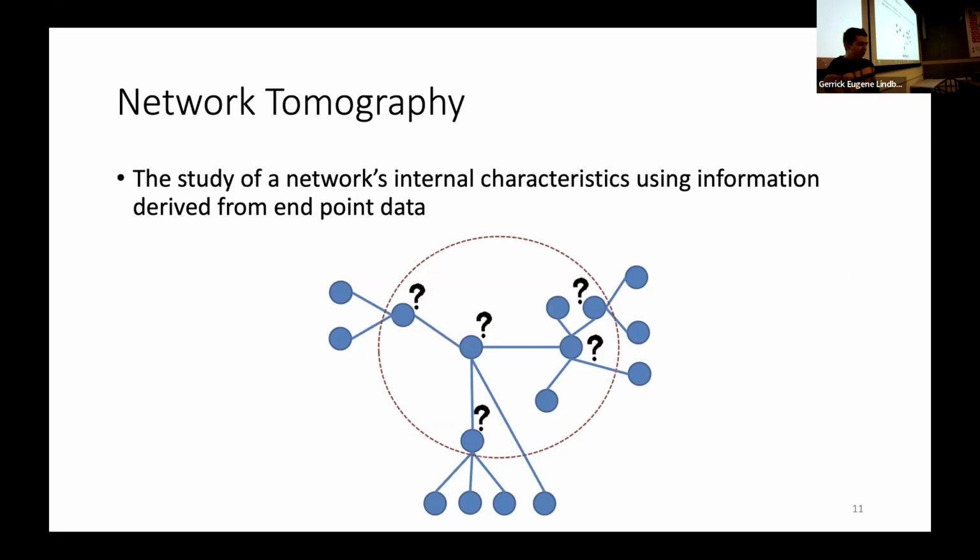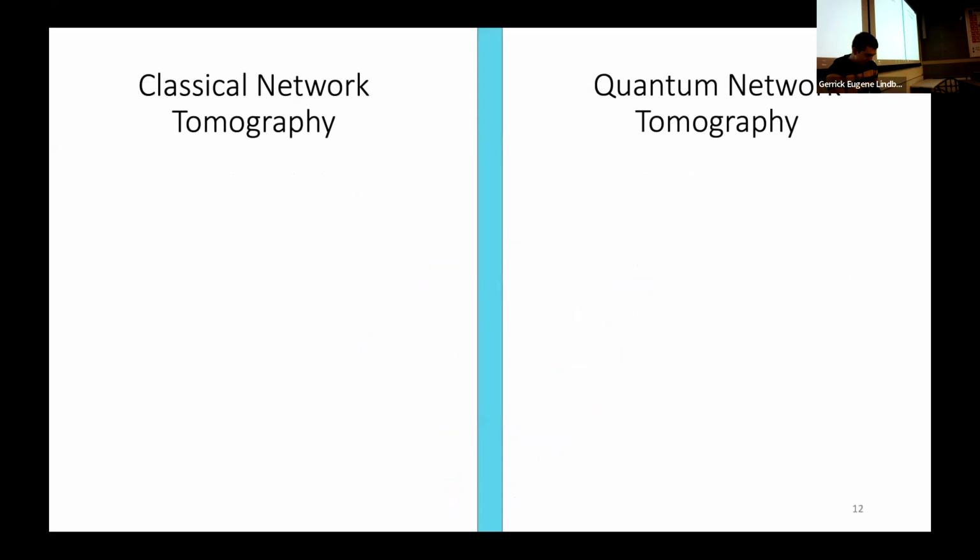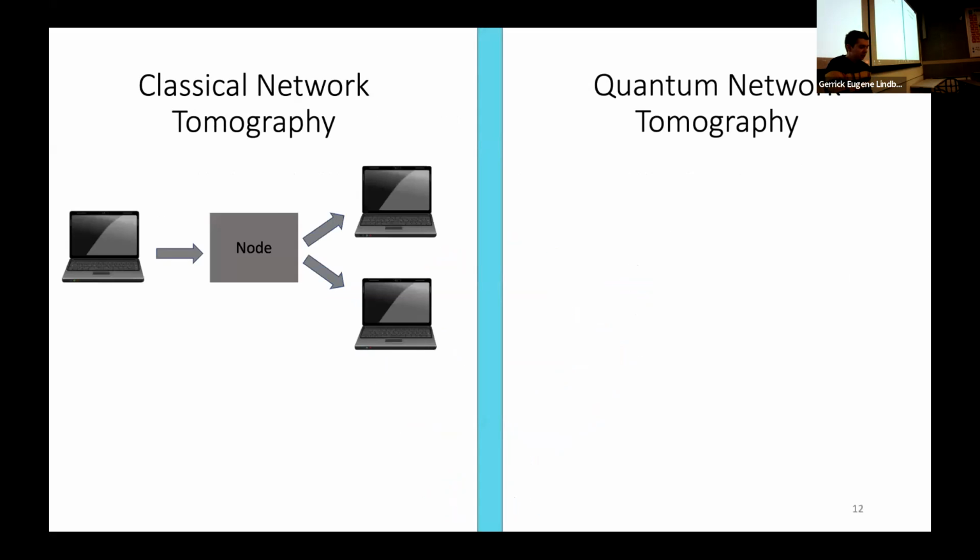Can we find out specific information from here without ever actually measuring it, but only looking at the outside results from our network? I want to run through a quick example of how that works. Classically, we'll say that we want to send information from this first computer and it has to make it to these two computers.